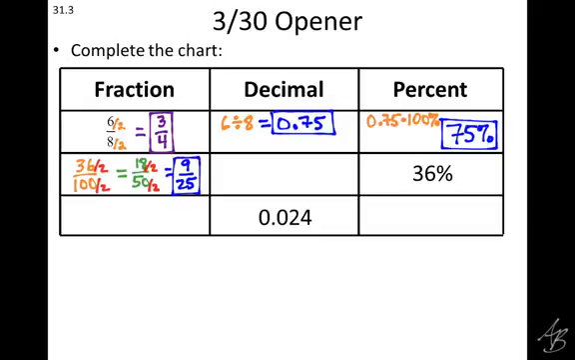Okay, how about the decimal? We actually have 2 options for this. We could use the fraction that we just got to get the decimal, same way we did up here. We could do 9 divided by 25, or we could do 36 divided by 100 if we go all the way back to the beginning. Or if I wanted to use the percent to get the decimal, what would I do?